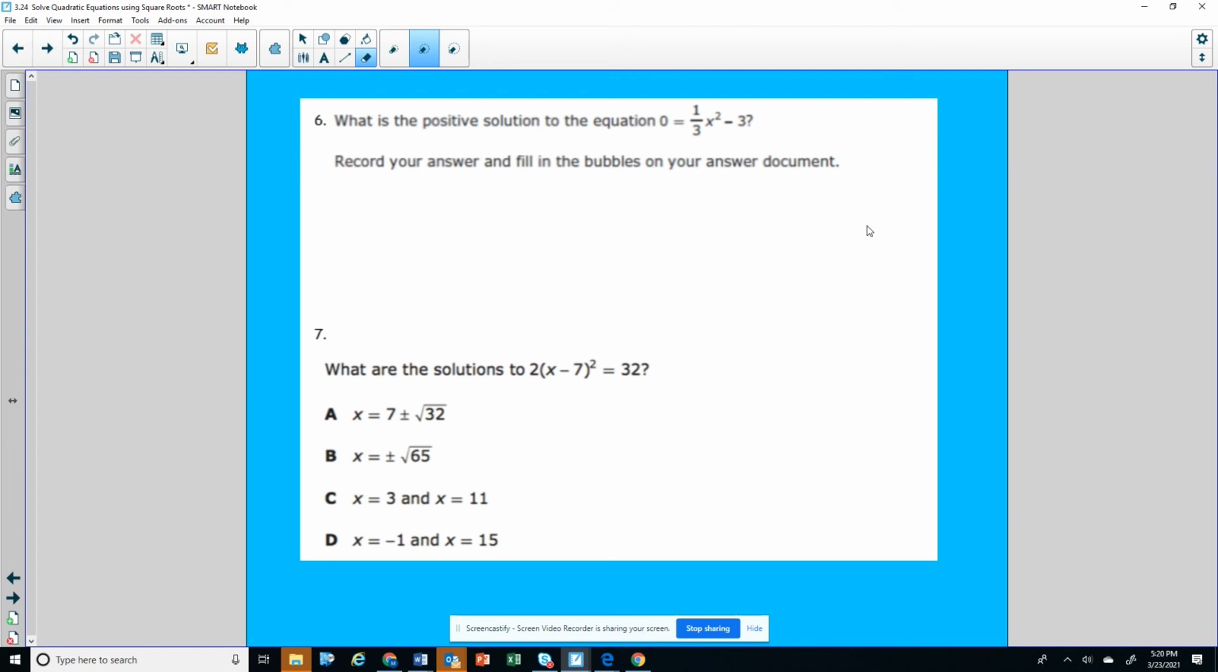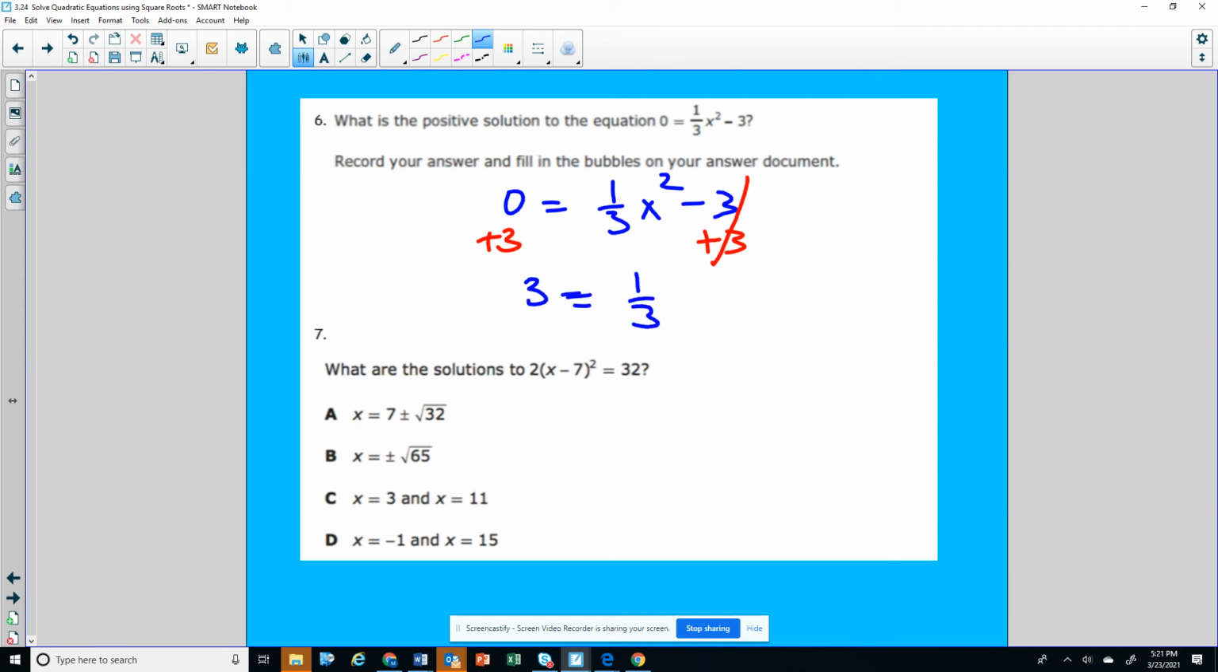So here we go. So we have 0 is equal to 1/3 x squared minus 3. So I want to isolate this term. I want this all by itself. So what I'm going to do, I'm going to add, what do you think? A plus 3 here, all right? And a plus 3 there. That goes away. So all I'm left with now is 3 is equal to 1/3 x squared.